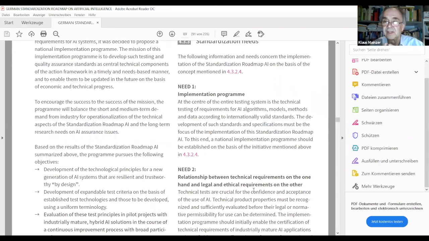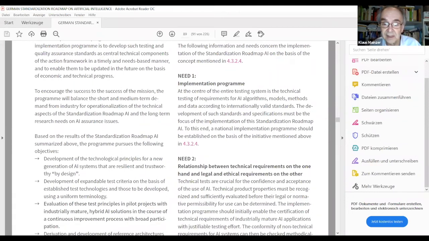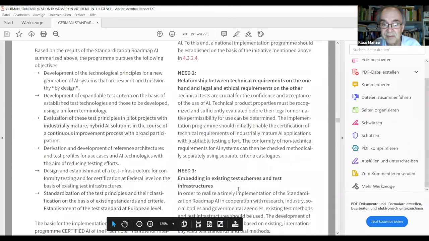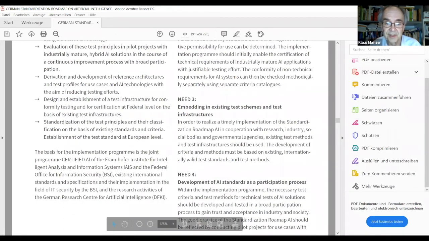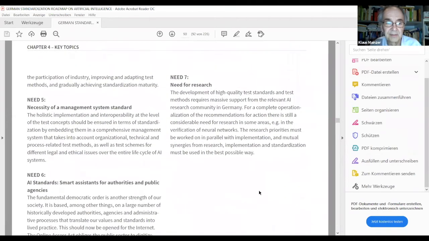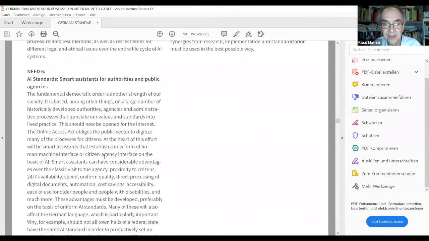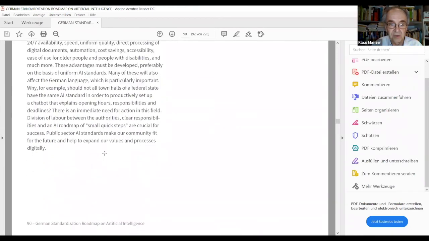This is a crucial demand for standards, not only technical requirements, and embedding in existing test schemes and test infrastructures, the development of AI standard as a participation process, necessity of a management system standard, of course, with respect to practical application, and AI standards, smart assistance for authorities and public agencies, and so on.